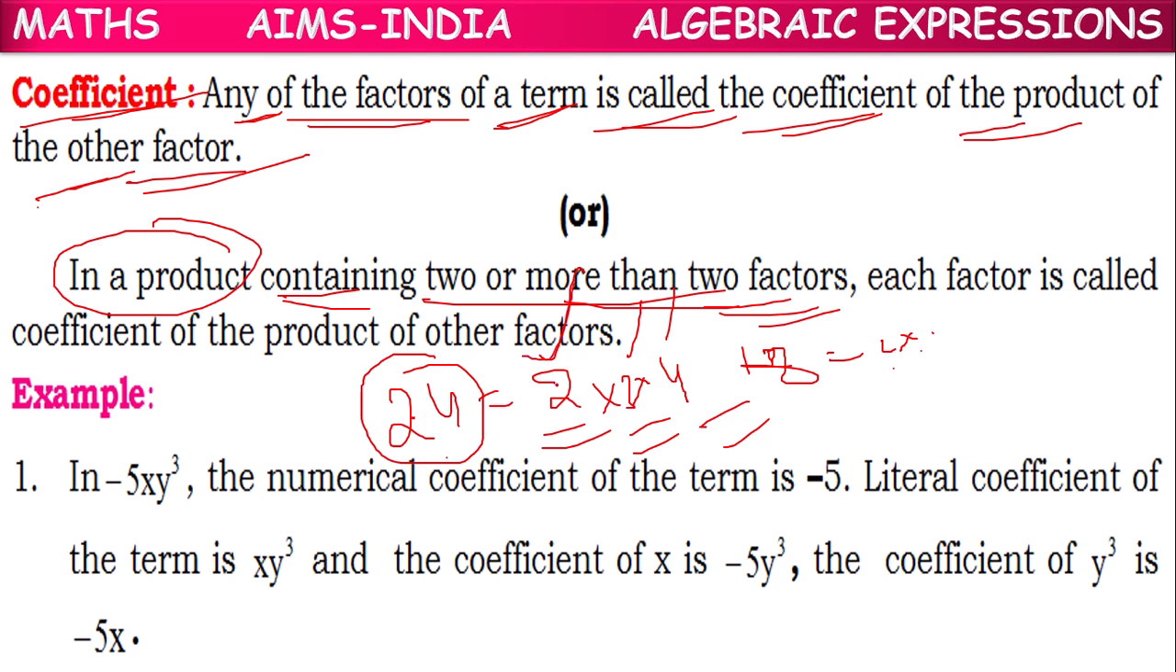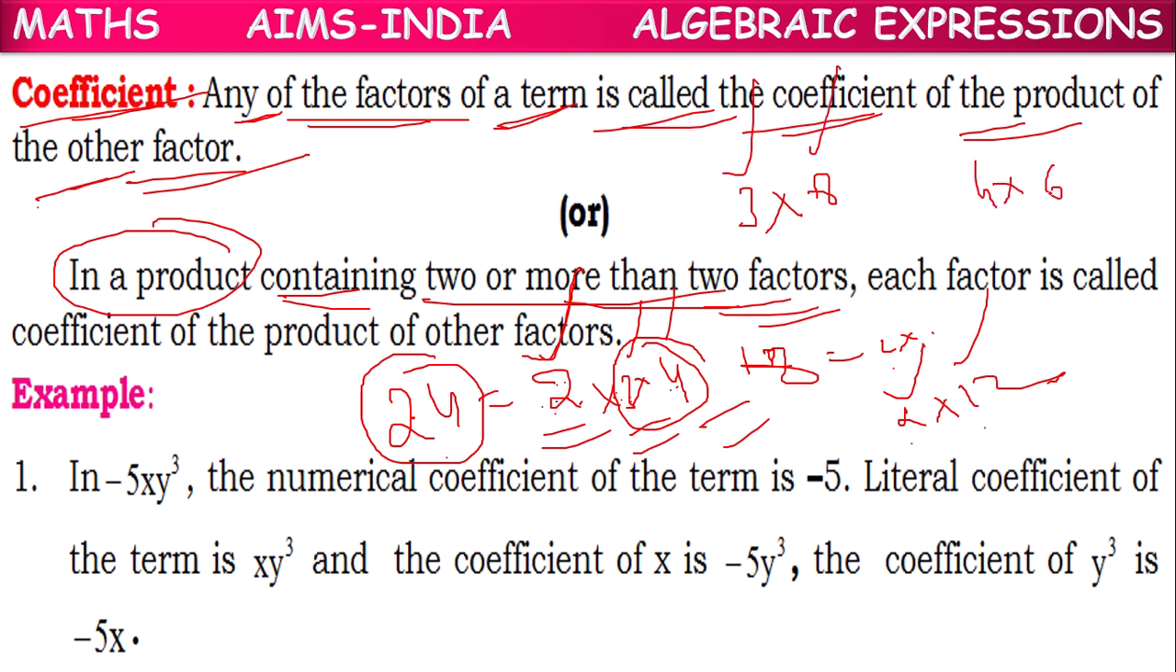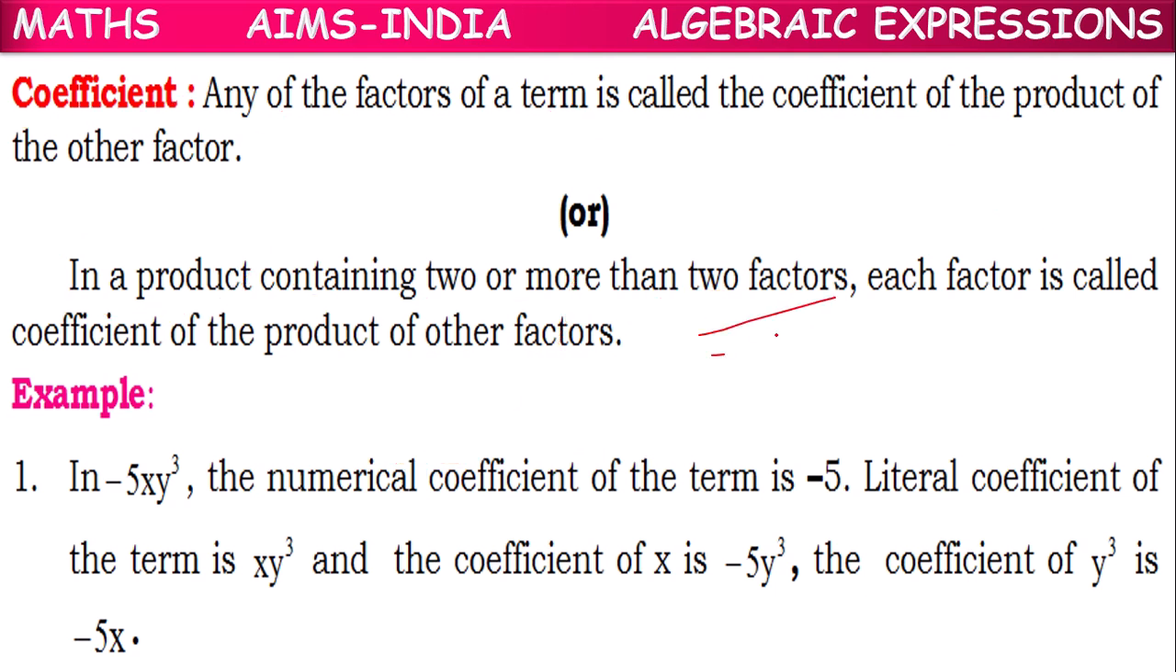Here 2 is the coefficient of the product of the other 2 factors, because we can write it as 2 into 12. 2 is the coefficient of 12. Or if we take 3 outside, 2 into 4 is 8, so 3 is the coefficient of 8. Or if we take 4 single, we multiply 2 into 3, 6, so 4 is the coefficient of 6. But normally, these coefficients are used for the literals.